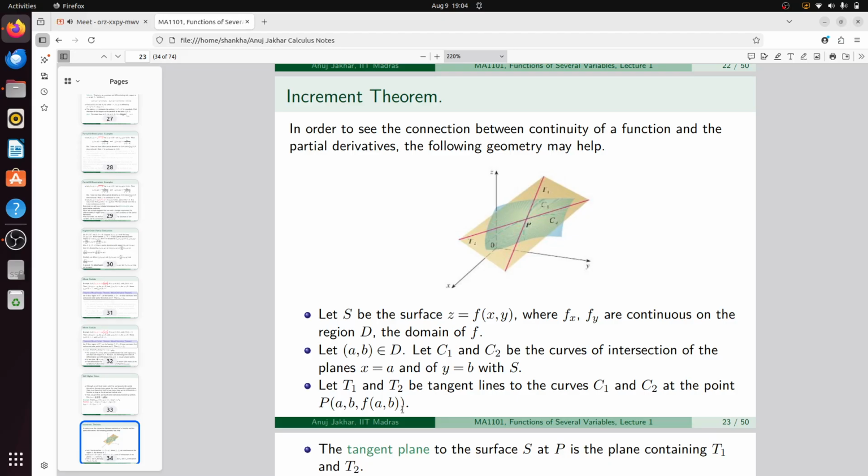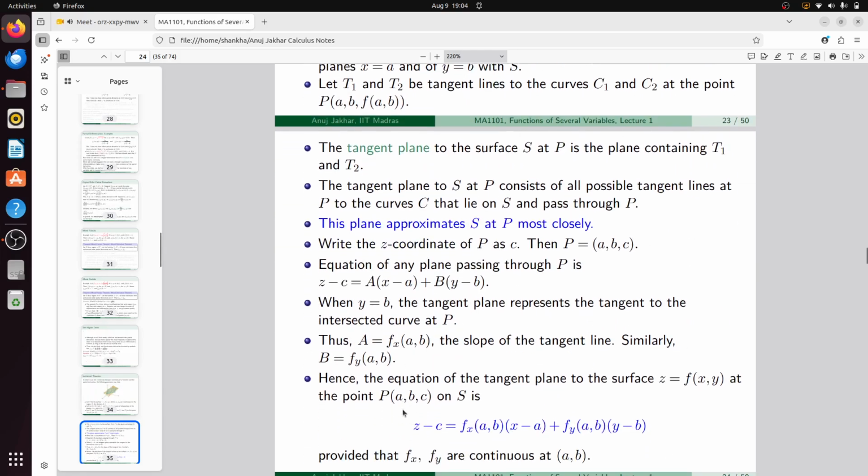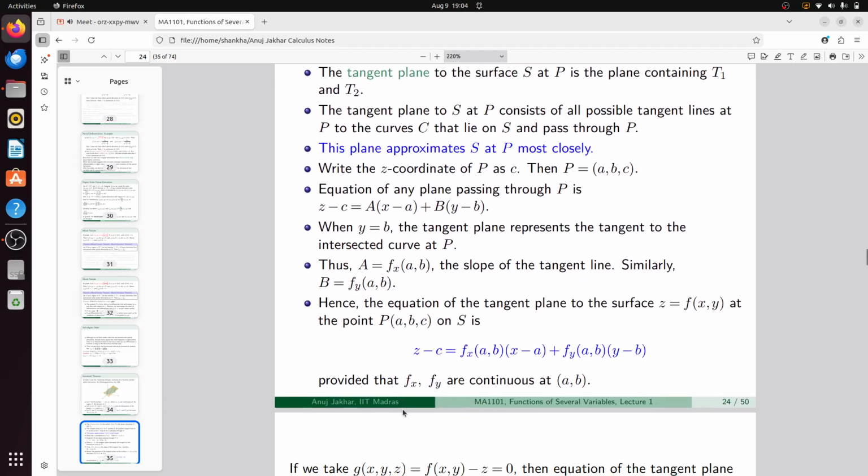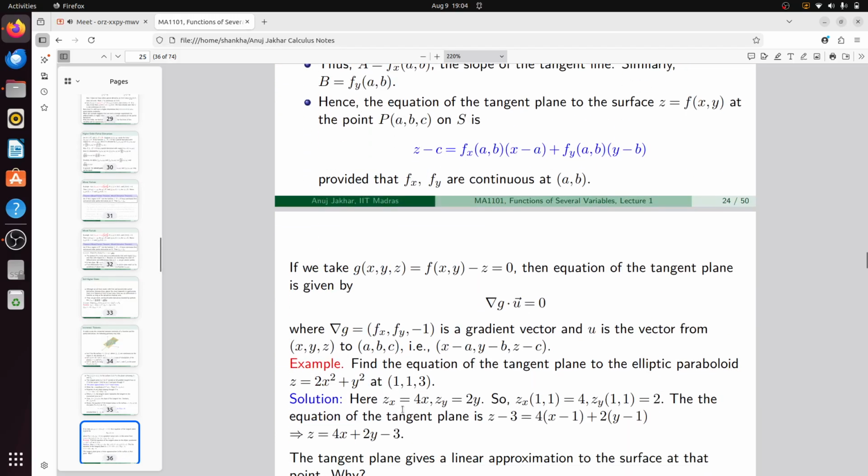I have already uploaded this note, so I will not discuss this theorem in detail. Only one thing: the tangent plane equation. I will solve one problem. If you have a function z equals f(x,y), then the tangent plane at a point P(a,b,c), which is a 12th class problem, is z minus c equals fx at (a,b) times x minus a plus fy at (a,b) times y minus b.